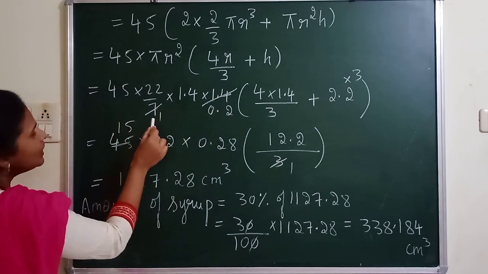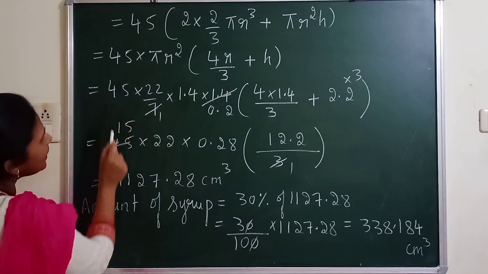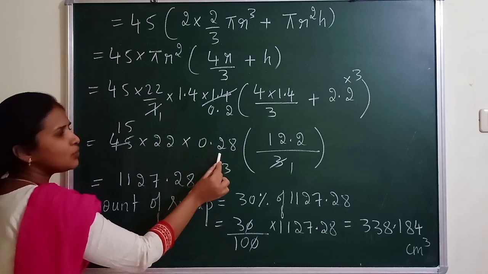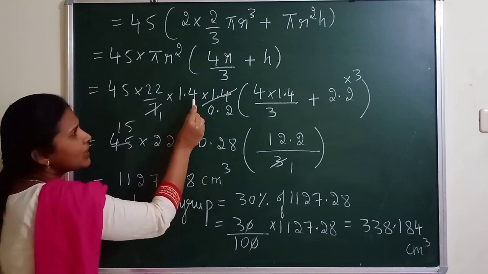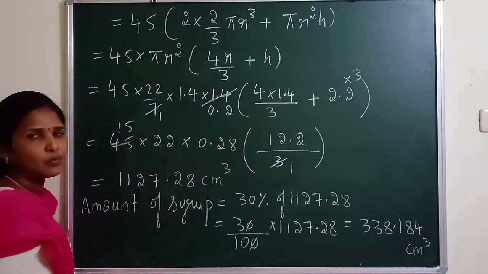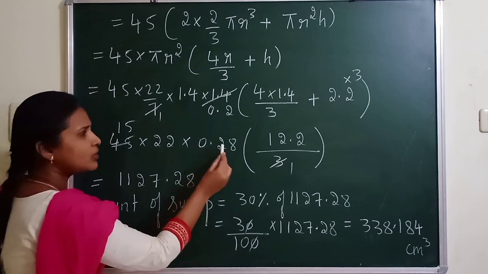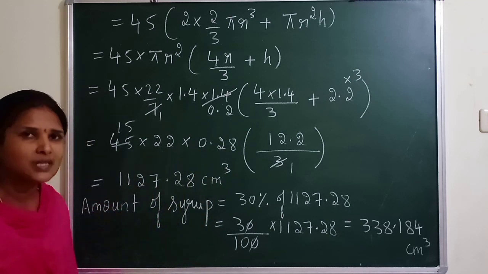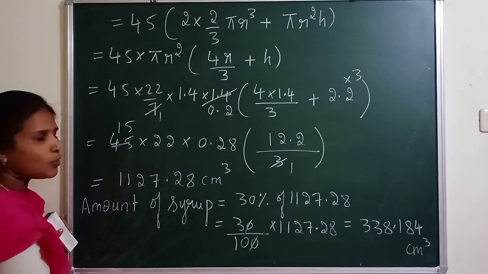Now multiply. Here you can see 45 write as it is, 22 write as it is, and 14 twos are 28. But here, point after one decimal, point after one decimal, 1 plus 1 is 2, so point after 2 decimals. So be careful because this question involves decimals, so be careful to put the point.